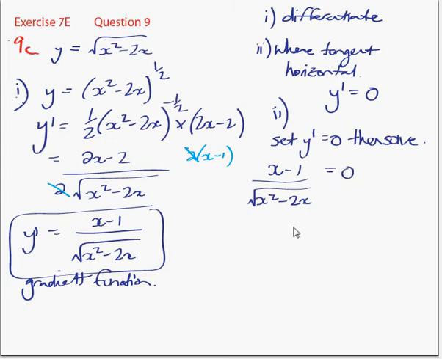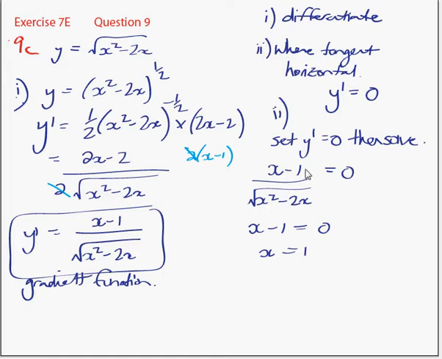I see that means that x minus 1 must be equal to 0, x is equal to 1. That's because this is the only part of the equation that can make this equal 0. If the bottom bit equals 0, it would be undefined and not a solution. So I only look at the top component, I find where that equals 0.